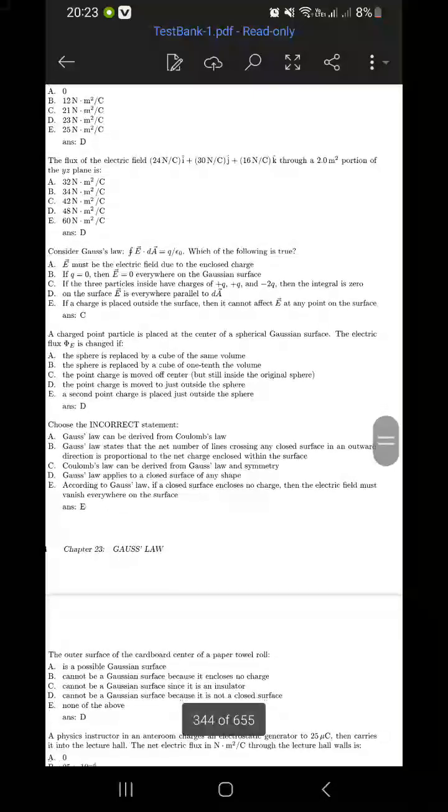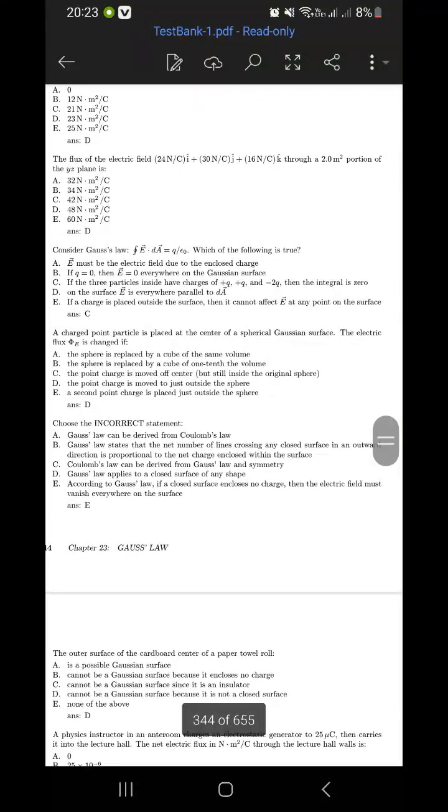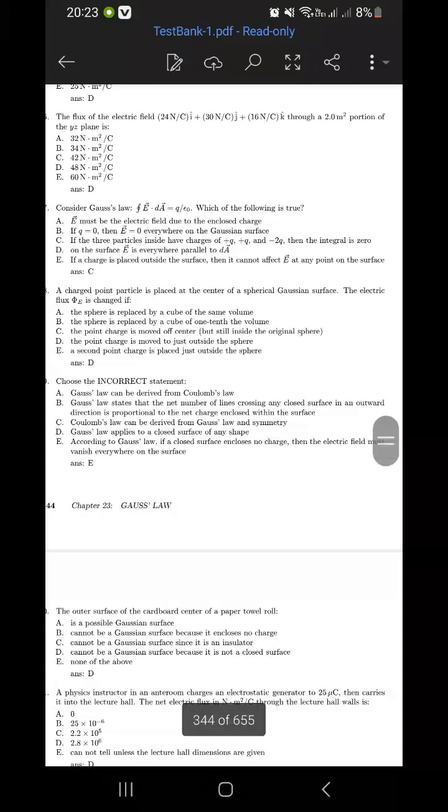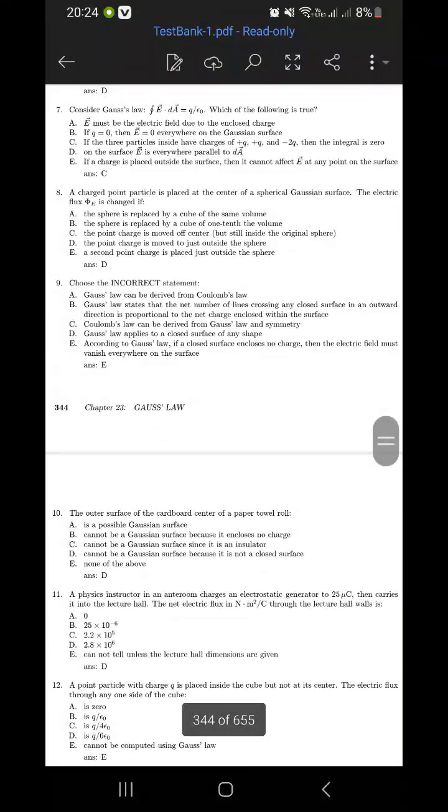The flux of the electric field, they give us the equation, through a 2.0 meters squared portion of a YZ plane is D, 48 newton meters squared per coulomb. So consider Gauss's law.